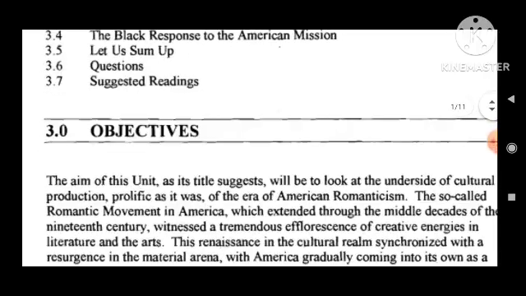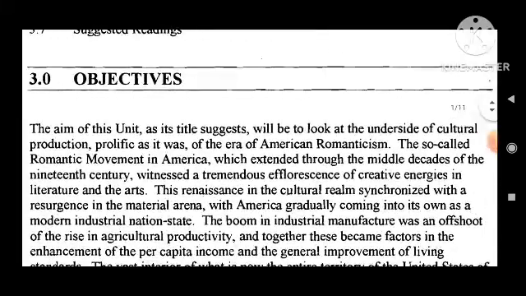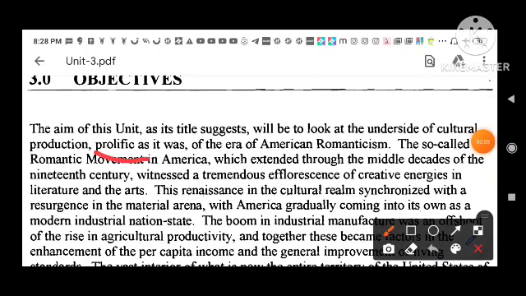So we will go. The aim of this unit, as its title suggests, will be to look at the underside of cultural production, prolific as it was, of the era of American romanticism. Okay. Here is the cultural production, prolific. You know the word meaning. What is prolific? Prolific means it is abundant. Okay, so cultural production, prolific as it was, of the era of American romanticism. It is the era of American romanticism.